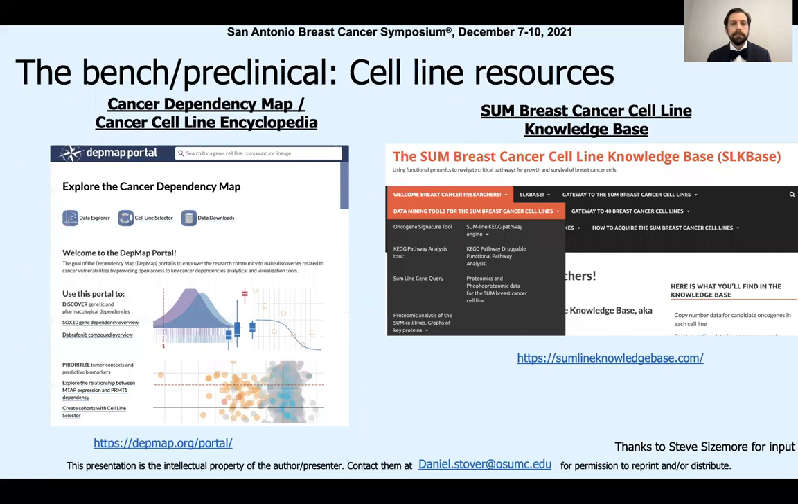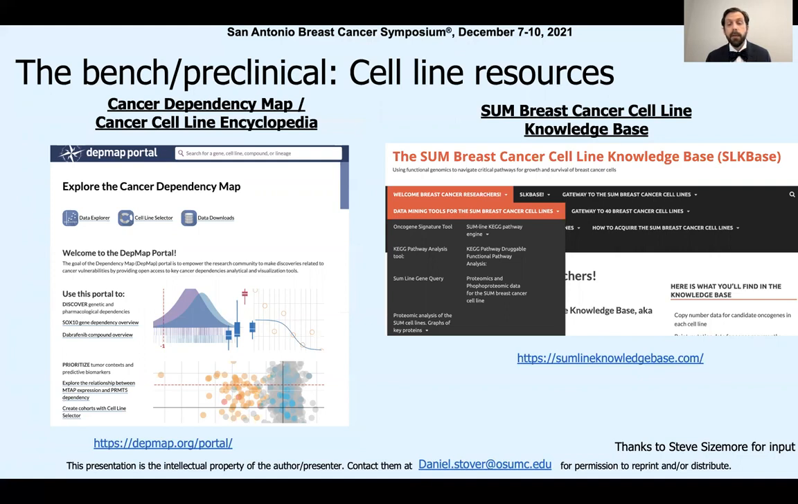available resources? There's an incredible amount out there on breast cancer cell lines. One of the most comprehensive is the Cancer Dependency Map, which subsumed the Cancer Cell Line Encyclopedia from the Broad Institute, where hundreds of cell lines are profiled omically, including RNA expression, DNA sequencing, as well as CRISPR or RNAi screens, as well as drug screens.